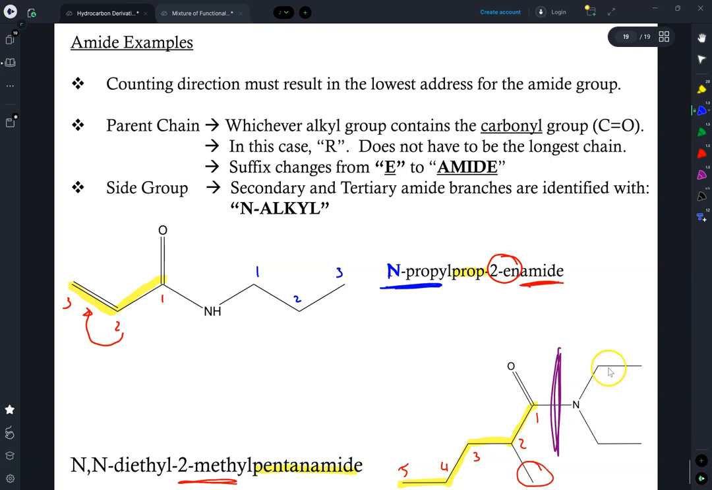And then to tell the reader that these 2 ethyl branches are coming out from the nitrogen, we will use the address numbers of N,N-diethyl. So 2 of these ethyl branches sprouting up from the nitrogen each. All right, and that is our lesson on hydrocarbon derivative nomenclature.